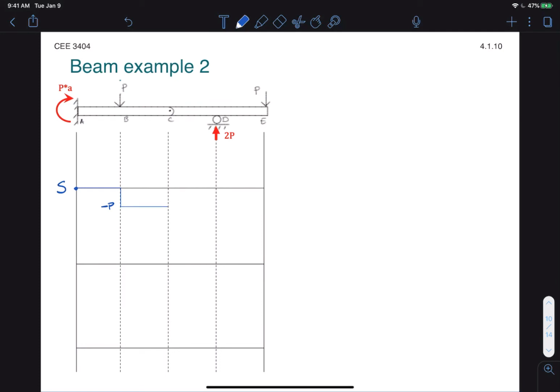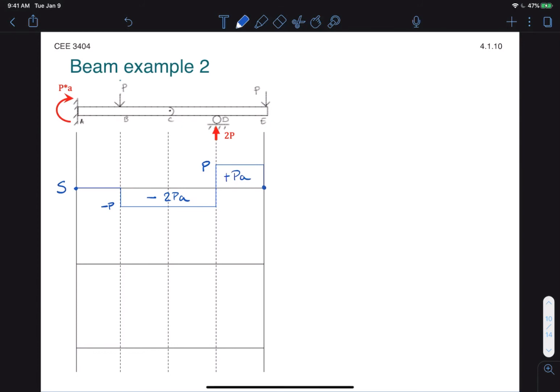Then it stays constant until we reach C. Now note that the forces at C are purely internal, so they don't affect the shear diagram at all. This continues constant until we reach the next external point load, which is 2P. So we jump up to positive P, and then we stay constant until E, where we have another jump down to 0. Now the area here is negative 2P times A, and over here it's P times A, positive.